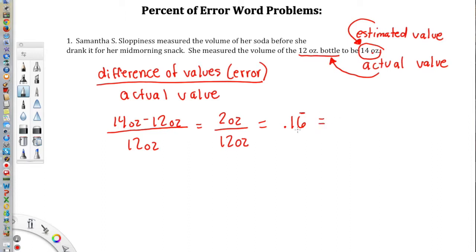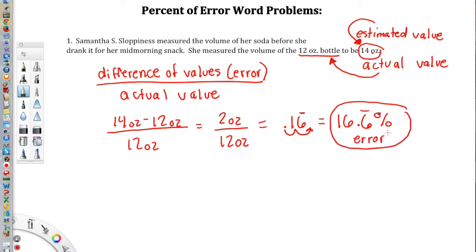Once again, we want to change this decimal to a percent. It's very easy. We just take the decimal point and move it over 2 places to the right. And that will give us 16.6%, as a repeating decimal. So the percentage of error, and this was an error, is that she was roughly 16% off.